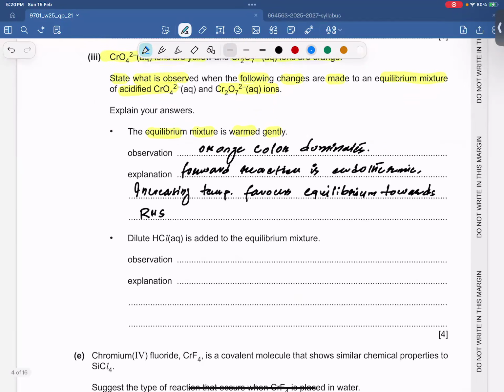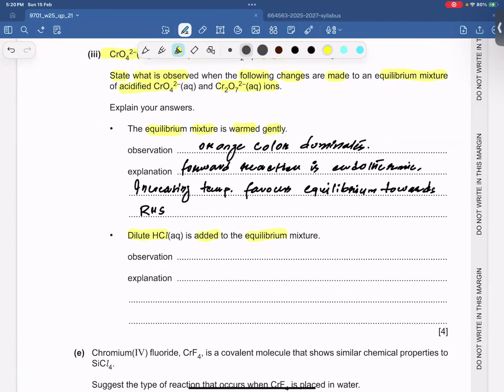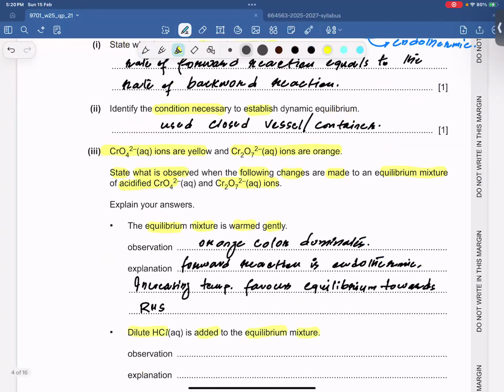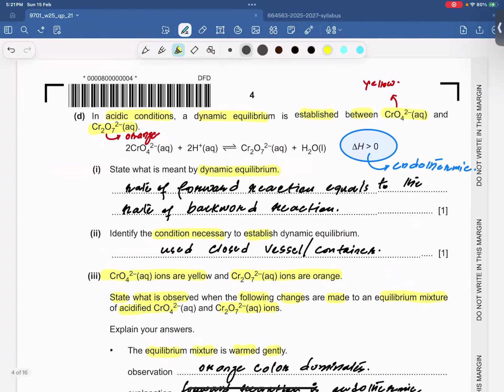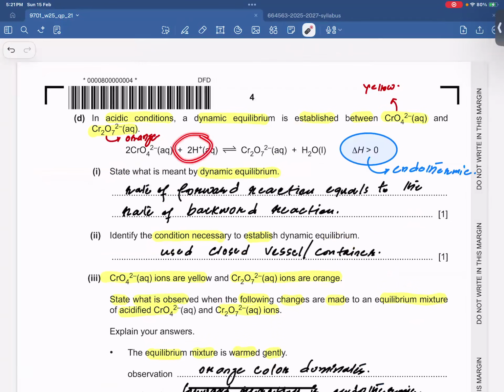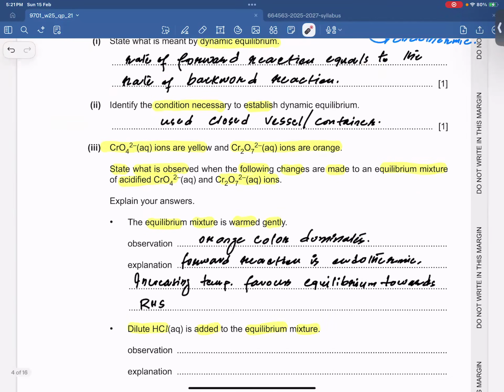Dilute HCl is added to the equilibrium mixture. When you add dilute HCl to the equilibrium mixture, this increases the concentration of hydrogen ions and favors the equilibrium towards the right hand side. Therefore, orange color dominates again.